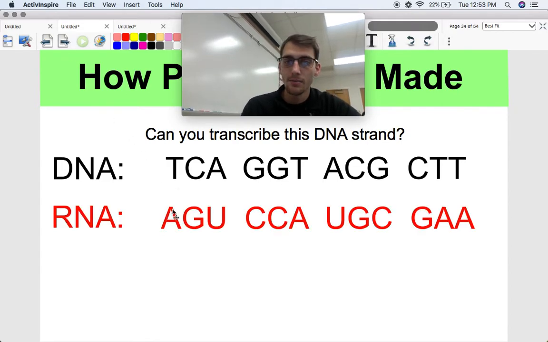It's going to be A goes with T as always, C goes with G as always, but check it out, A goes with U. So if you see a T in the DNA strand, it's going to go with A, but if you see an A in the DNA strand, it's going to match with U in the RNA strand. So it goes AGU, CCA, UGC, GAA. A goes with U. Apple goes to the umbrella or something. If you can think of something better than that, let me know.